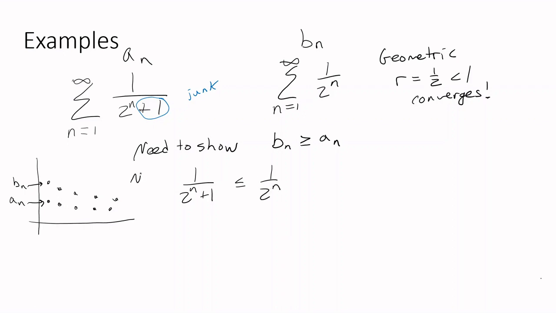This is what I need to show. Right? I don't know this yet. I'm not sure if this is true. So one thing you can do when you're doing problems like this is you can kind of cheat a little bit. And why do I say cheat?